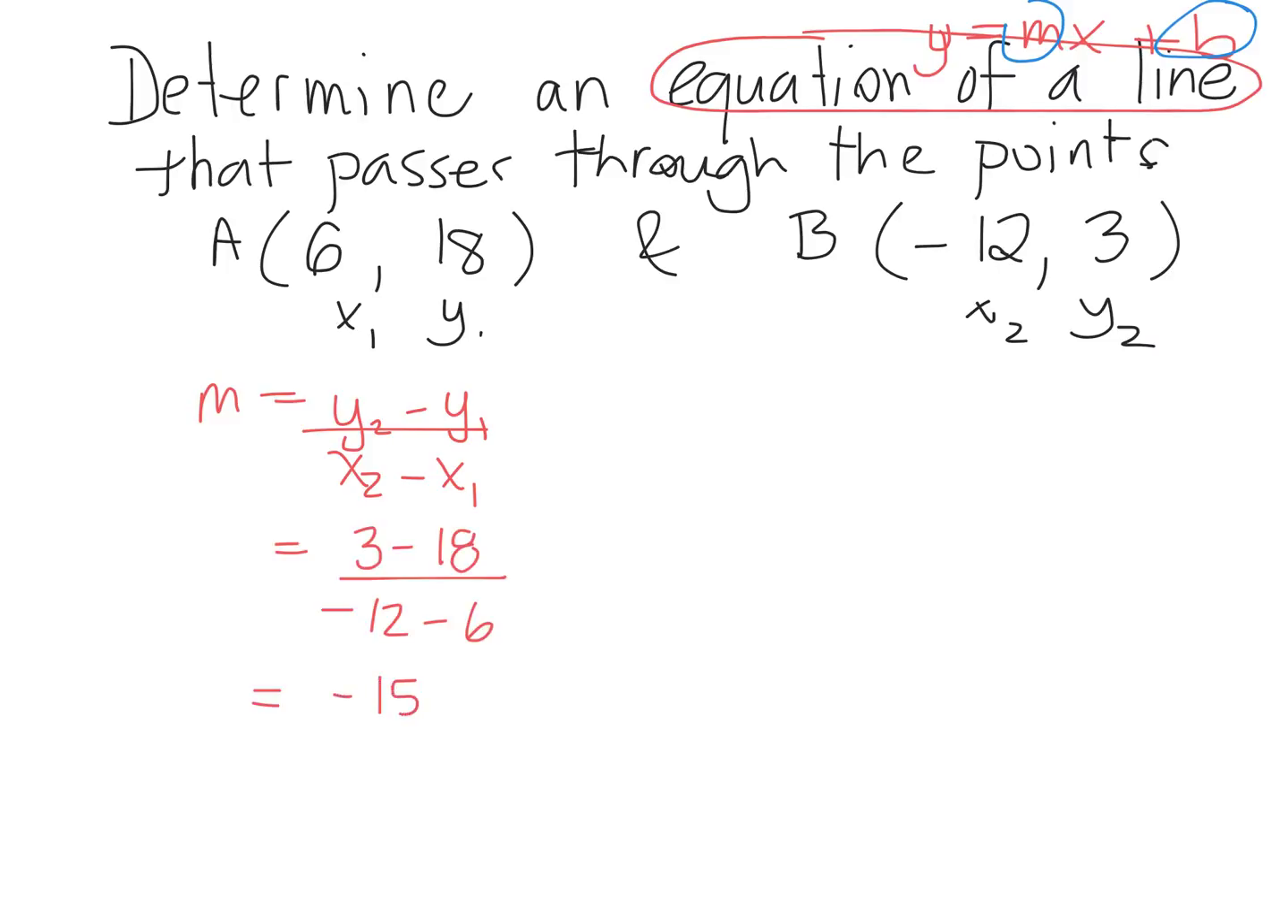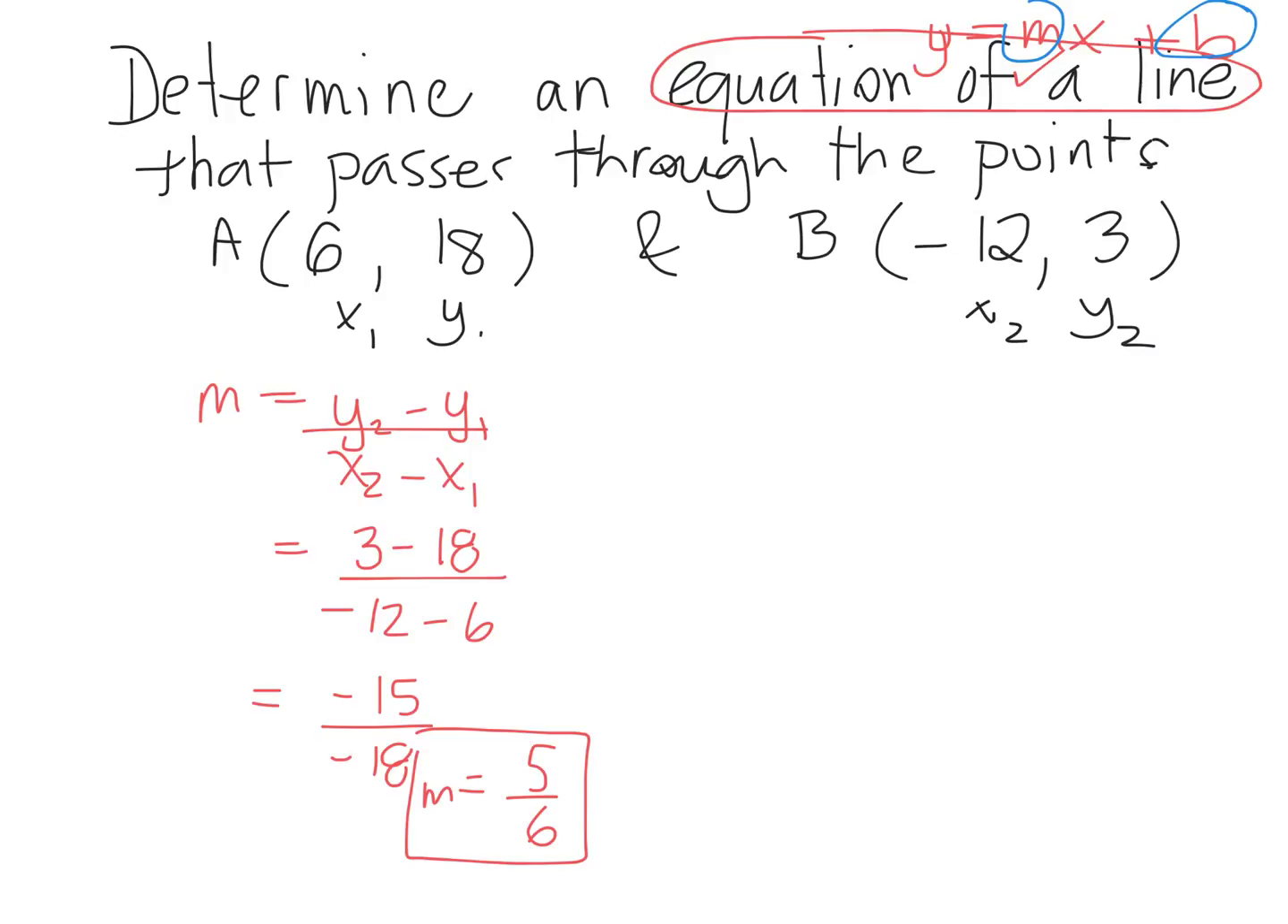Negative 15 before you reduce it over negative 18. Lowest terms, 5 over 6 is lowest terms, okay? So m equals 5 over 6. So I'm halfway done. I found m, but I need to know b in order to write the equation, right?